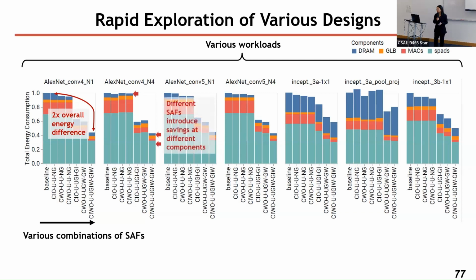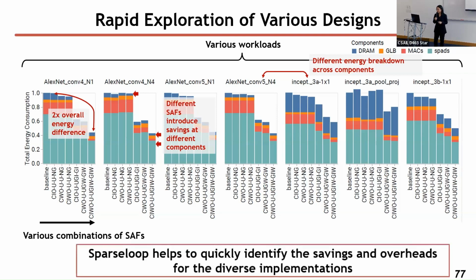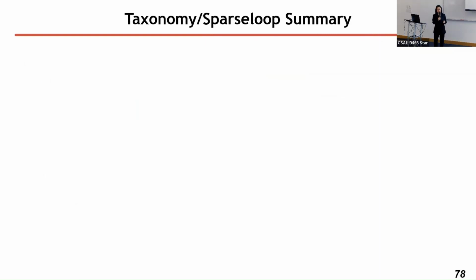It also tells us that when applying SAFs to different places in our hardware, we can introduce savings at different components. And of course, we would see different energy breakdown across the components or savings across components when we're running different workloads. So in general, we have been using Sparseloop to demonstrate the flexibility, and we are able to quickly identify the savings and overhead for different implementations of our hardware at early design space. So now that concludes the first part, which is a taxonomy and Sparseloop section.